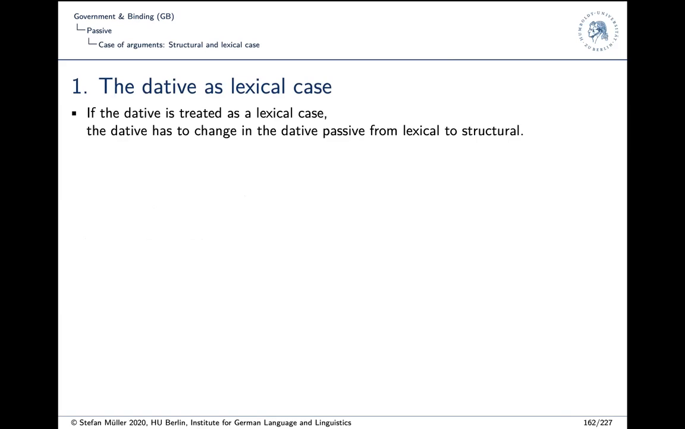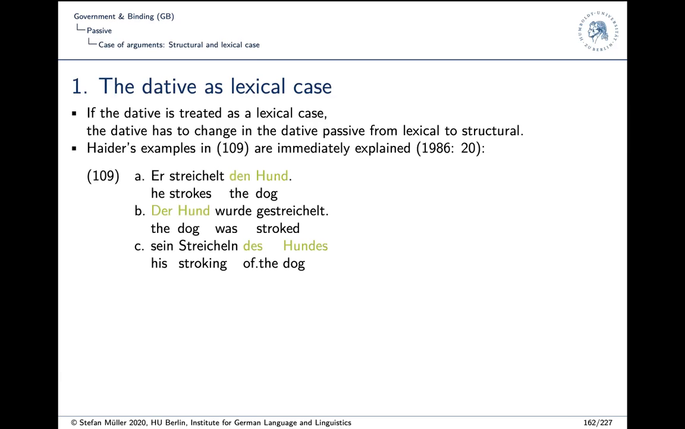If we assume that dative is a lexical case, which I do, then we have a problem with the dative passive. There's a sort of hacky way out of it. One can just say, okay, the dative is a lexical case, but in the dative passive, it's changed into a structural case. That's something that the dative passive auxiliary does.